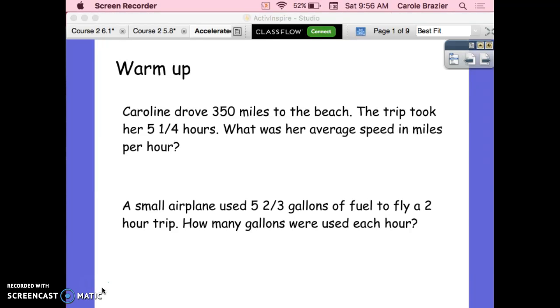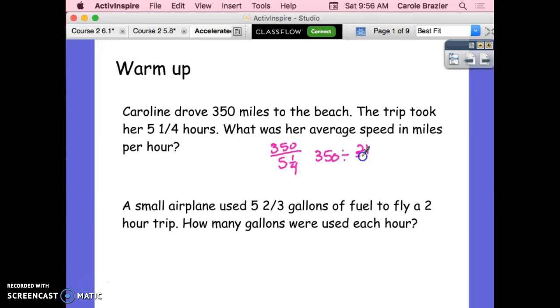Okay, welcome back. For the first one, you should have had 350 divided by 5 and 1/4. And then this would end up being 350 divided by 21 over 4. And then you copy, dot, flip. So you'd have 350 times 4 over 21, and you should have come up with 66.67 miles per hour.